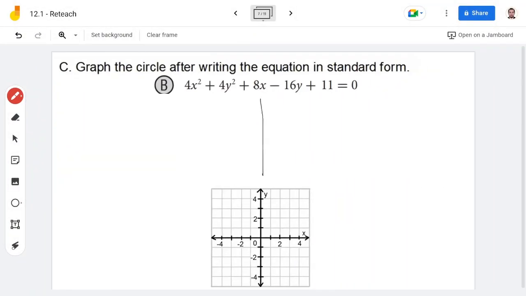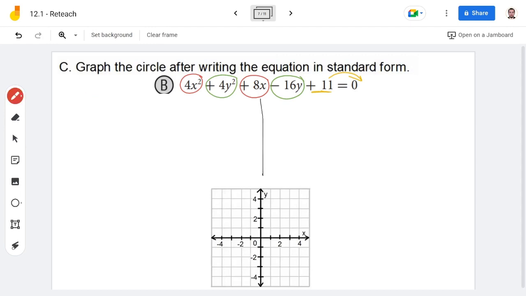Now let's do the circle in different two ways. So here, let's do the same thing. First, put the x's together, then put the y's together. As you can see here, I have 4x squared plus 8x. Okay? And here we have 4y squared negative 16y. And the 11, what's happening with the 11? The 11 goes to the other side with the negative sign.